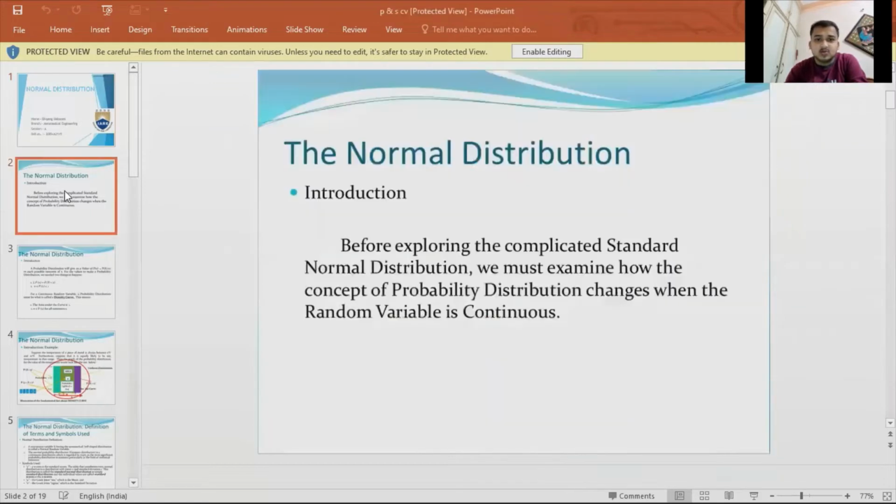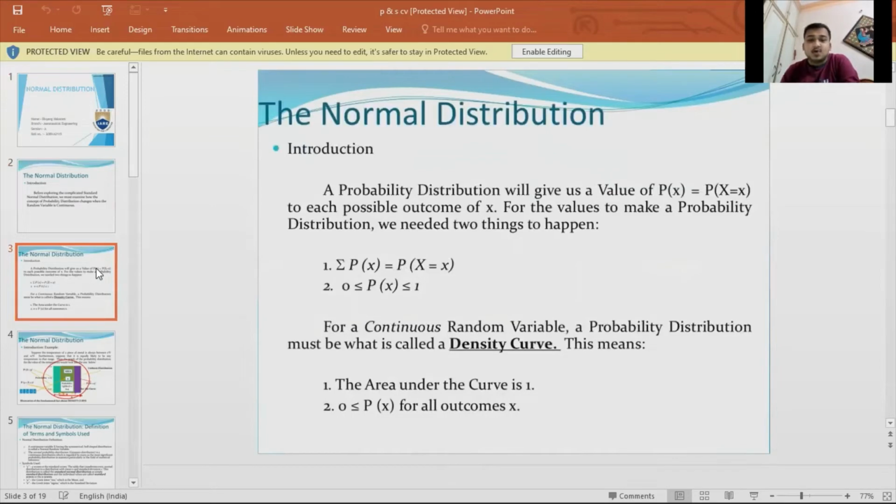What is normal distribution? Before exploring the complicated standard normal distribution, we must examine how the concept of probability distribution changes when the random variable is continuous. A probability distribution will have a value of P(x) equals P(X = x) to each possible outcome of x. For the values of the probability distribution, we need two things to happen: the sum of P(x) equals 1, and 0 is less than or equal to P(x) is less than or equal to 1.